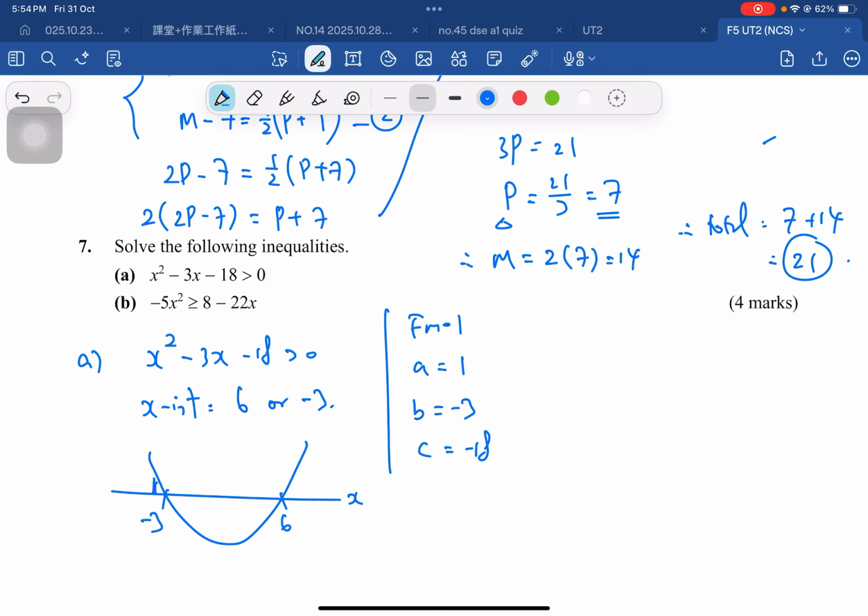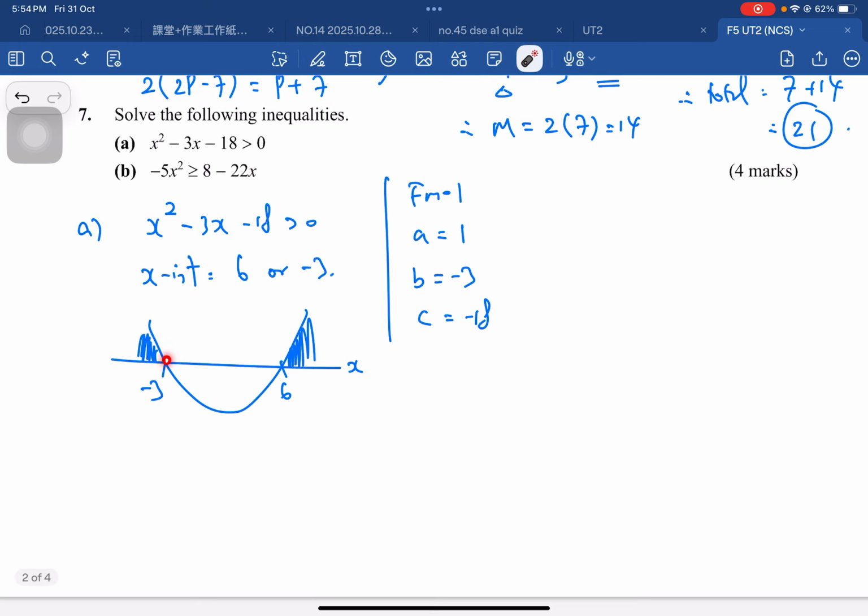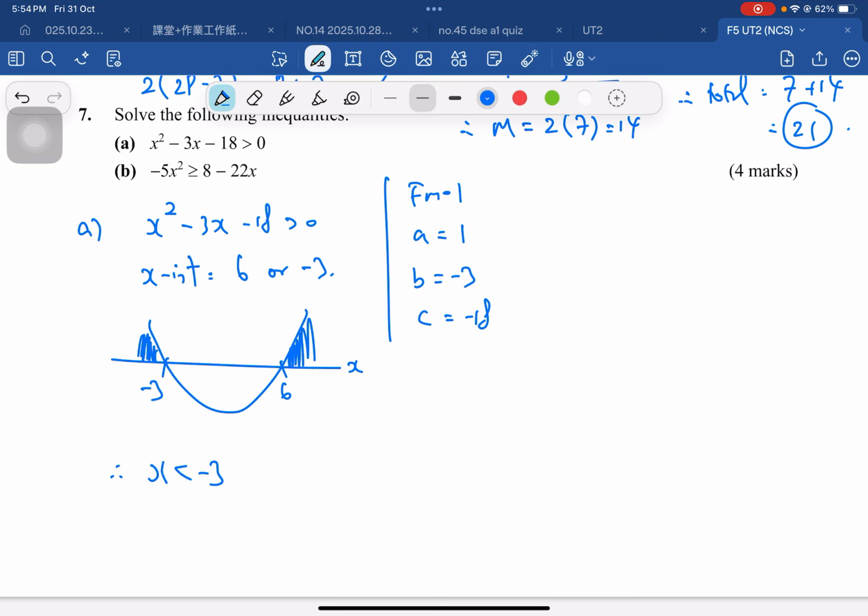So I actually just want the two-sided part. And now I can say that x is going to be smaller than -3, or x is going to be greater than 6. So the answer is x smaller than -3, or x greater than 6.